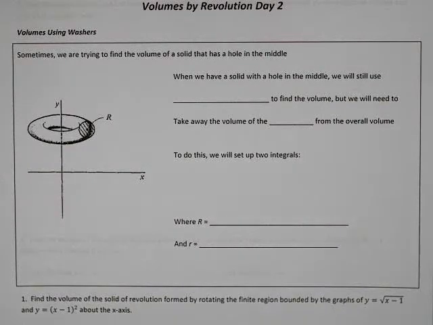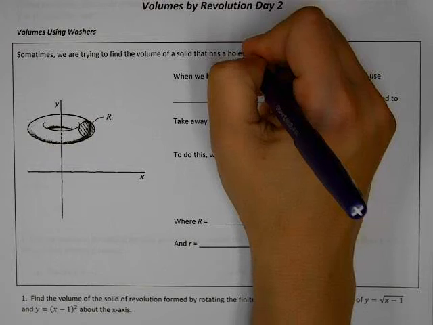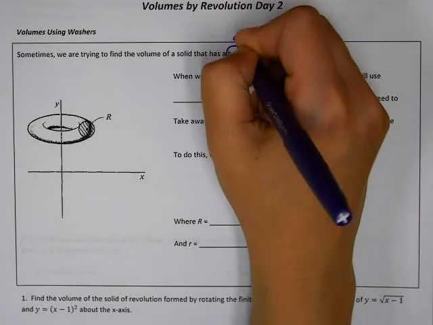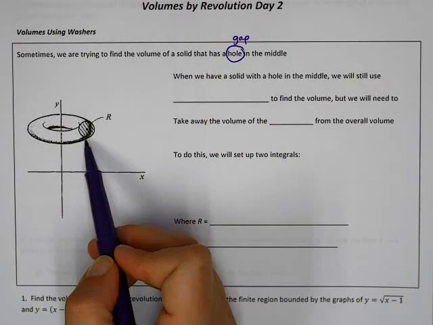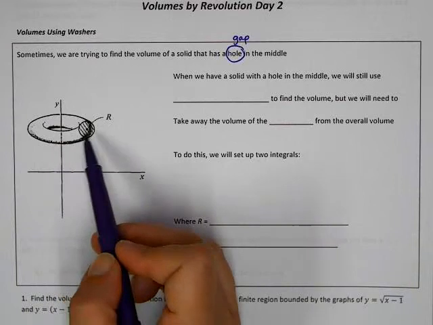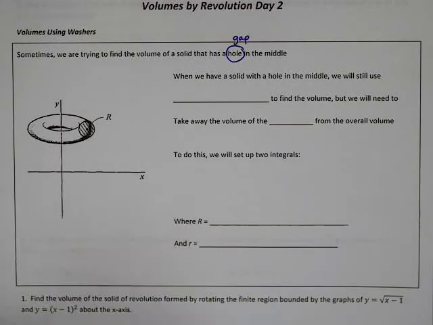Hi everybody. So in this video, we're going to look at another kind of situation that can happen when we are trying to find the volume of a solid that's created by revolving. Sometimes when we're trying to find the volume of a solid, that solid is going to end up having a hole, or sometimes we think about this as just a gap in the middle. We can think about this as being kind of like a donut.